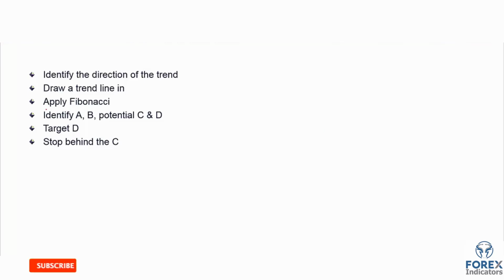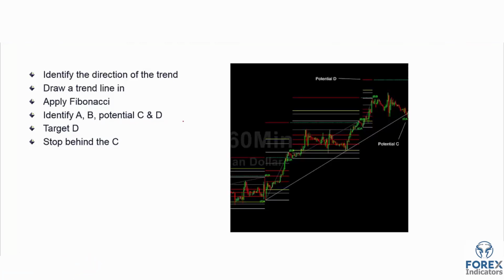So here you want to apply the Fibonacci, identify the A, B, potential C and D, and target the D and stop behind the C. So if you have a look here, it's a much better looking chart because you can see the market here stopped, hit its D, pulled back, creates a C there. Here's your A, here's your C, and here's your D.